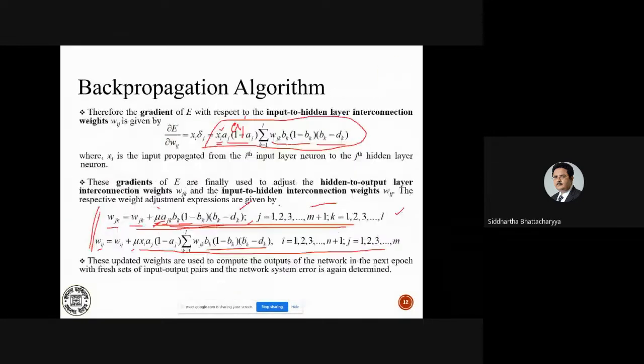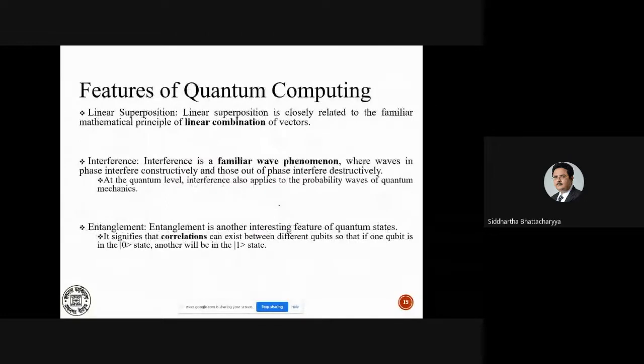Now, let us move forward. These things are quite known to you. I'm not going to deal with these features of quantum computing and all these things. So let us move to the actual story.